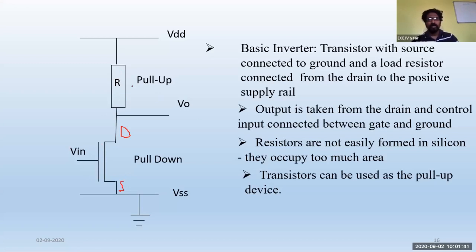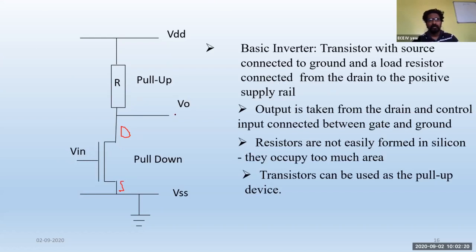Usually we have studied that PMOS is called a pull-up device and NMOS is called a pull-down device. So here this resistor is acting as an equivalent circuit for the PMOS transistor. This is a pull-up device and the NMOS is a pull-down device. The active load is connected to the drain of the NMOS transistor, and the source of the NMOS transistor is connected to the ground terminal. This is how you make the connection of a basic inverter with one NMOS and one resistor. The output is taken from the drain terminal.